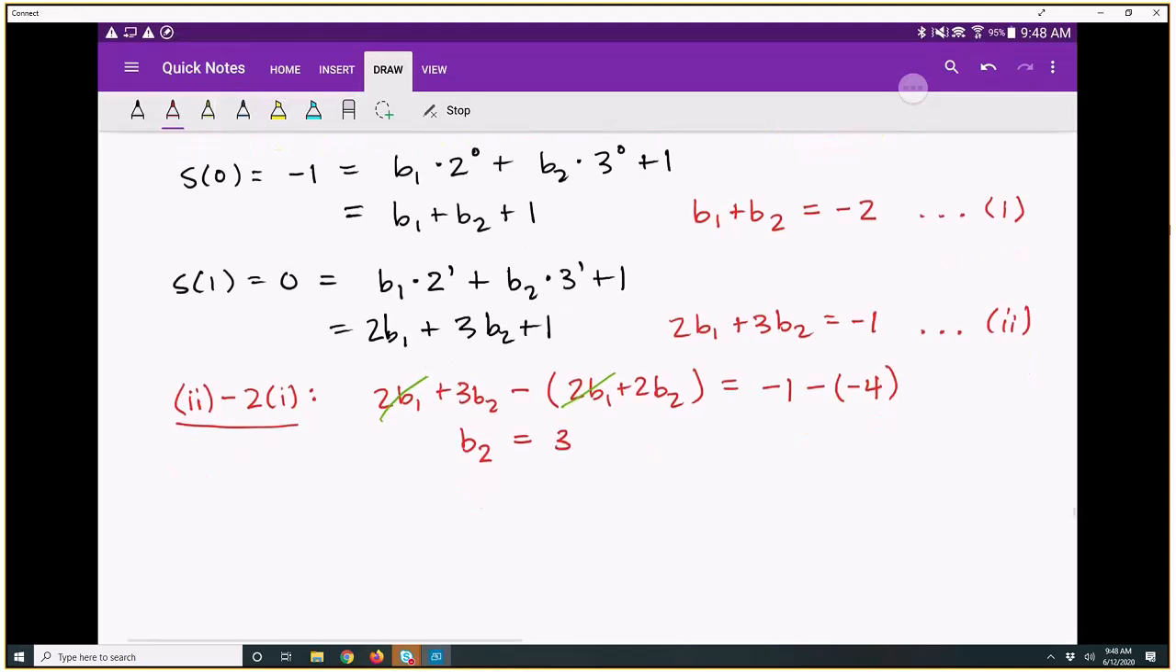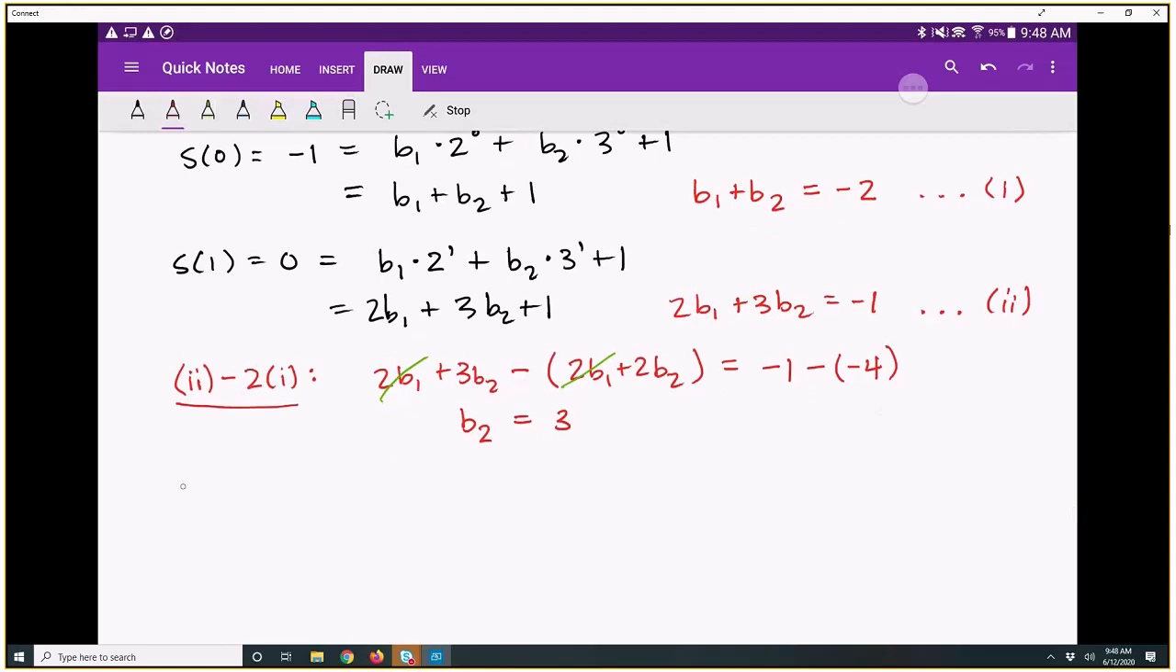And now I can use b2 equals 3 in equation 1. So I have b1 plus 3 equals -2. And that tells me that b1 is -5.